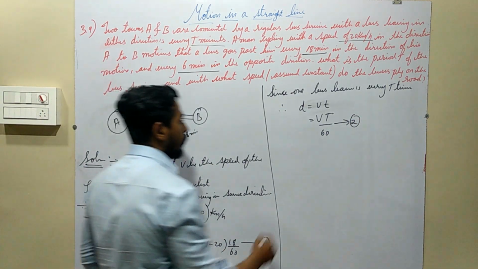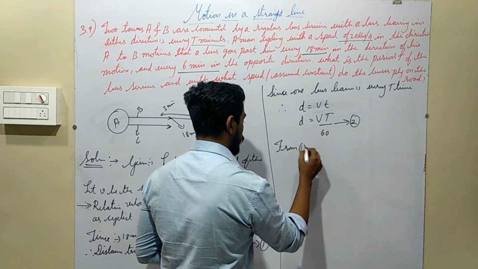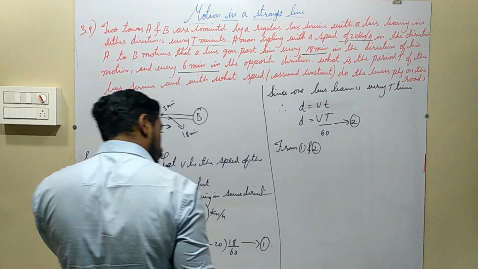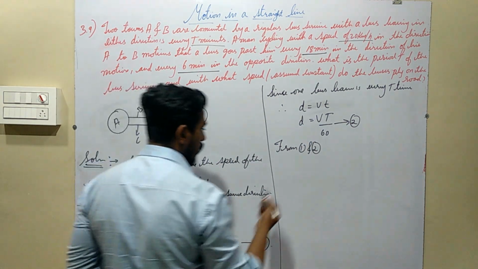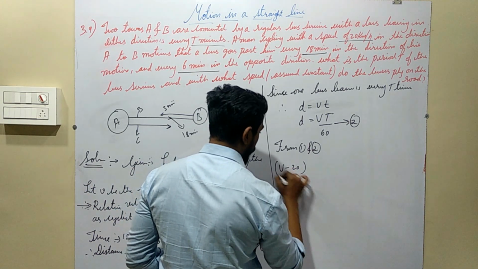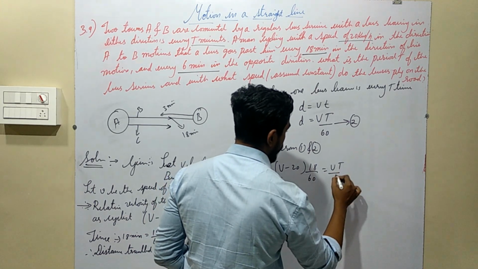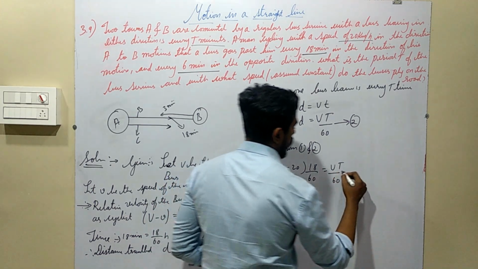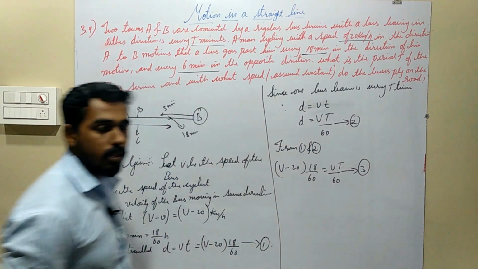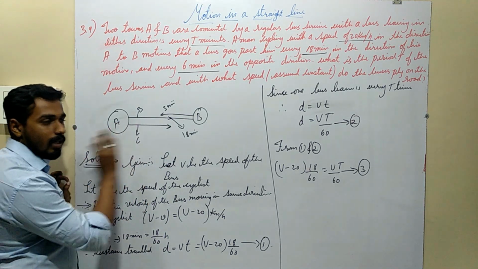Therefore from 1 and 2, as the LHS of these two equations are equal, you will get v minus 20 into 18 by 60 is equal to Vt divided by 60. Let us represent this by equation 3. This was the first case when bus and the cyclist were moving in the same direction.